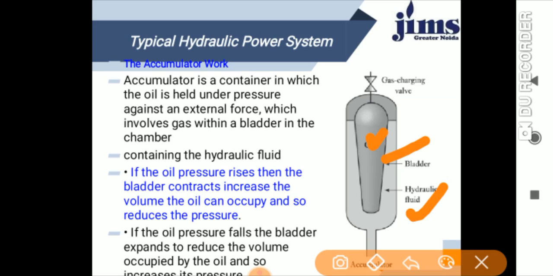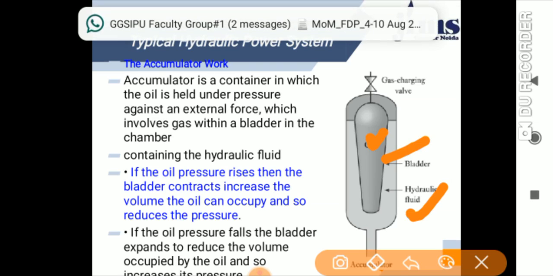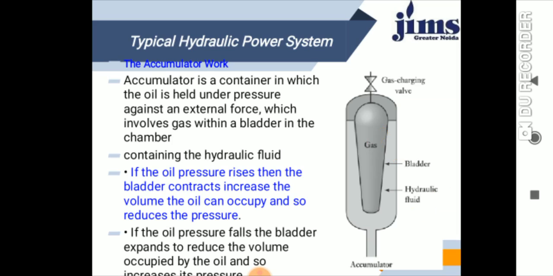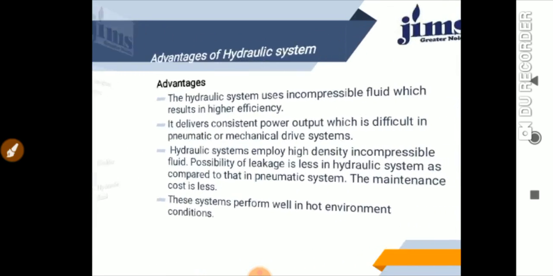If the oil pressure falls, the bladder expands to reduce the volume occupied by the oil, so it increases its pressure. So in that case, we need to increase its pressure. So this is somewhat the typical hydraulic power system. Come to the next.